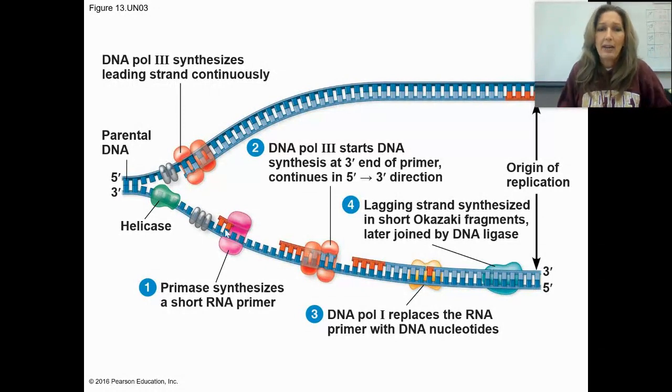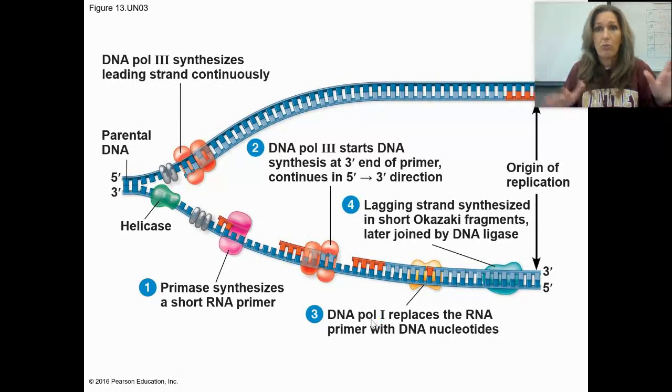So now I have to talk about how I get these primers out. This is where 2 more enzymes are going to come into play. I have DNA polymerase 1. Now, DNA polymerase 1 can replace the RNA primer with DNA nucleotides. So this is the role of DNA polymerase 1, is to get rid of the primer.